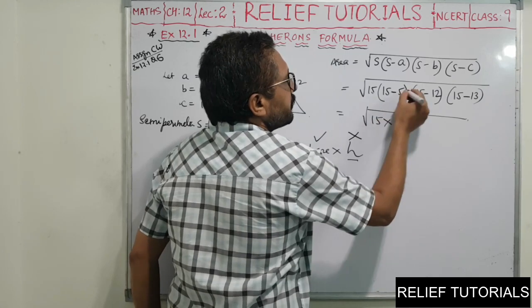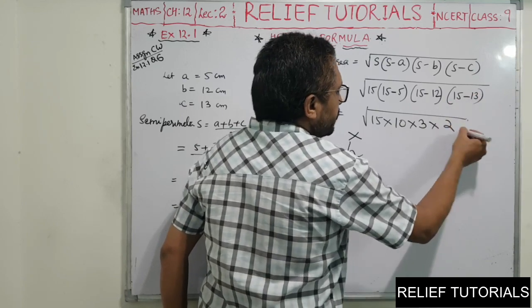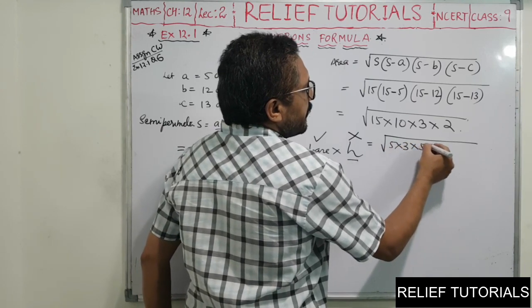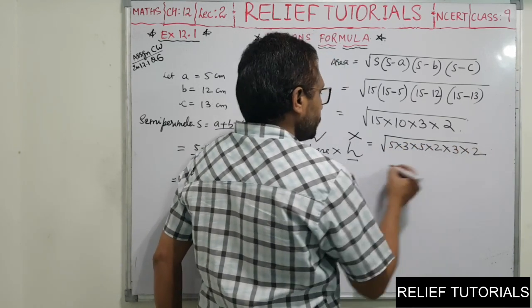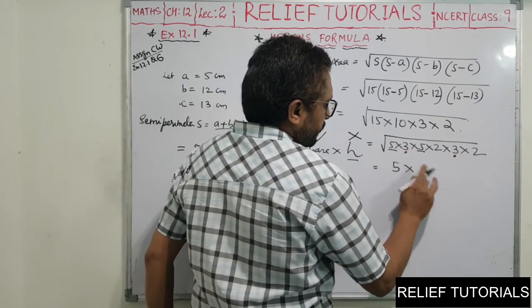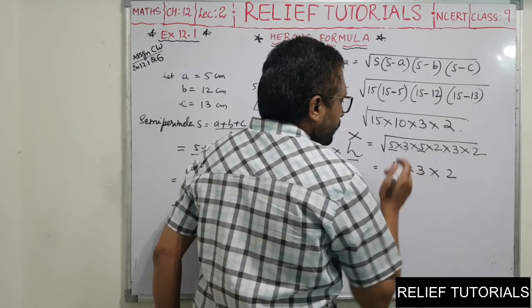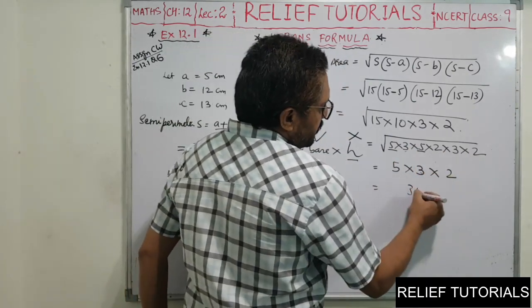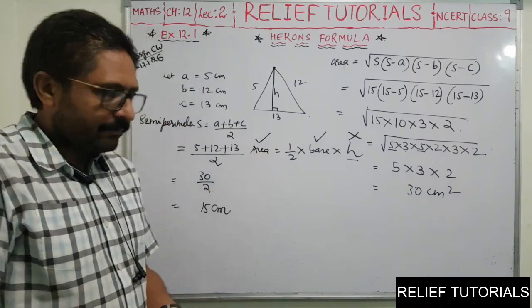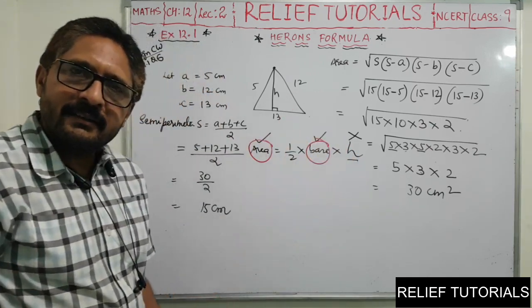Here 15. 15 minus 5 is 10. 15 minus 12 is 3. 15 minus 13 is 2. Split: 5 3s are 15, 10 is 5 2s, then 3 and 2. 5 and 5, so you write 1 5. 3 and 3, so you write 1 3. And 2 and 2, so you write 2. Okay. 5 3s are 15, 15 2s are 30 centimeters square. So what did you get here? You got the area. Clear? You got the area, you have the base, and now you will find the height.